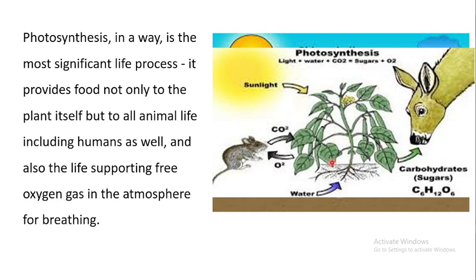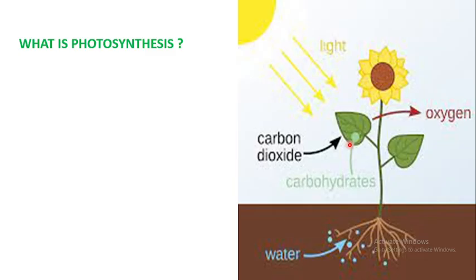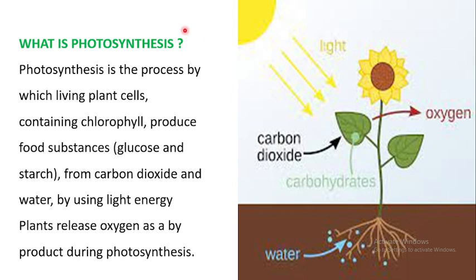Okay, and this food not only we or the plants take in but also the animals consume this. Okay, and they need oxygen as well, so this oxygen is also provided by this process of photosynthesis. Now what is photosynthesis? Photosynthesis is the process by which living plant cells containing chlorophyll produce food substances like glucose and starch from carbon dioxide and water by using light energy. Plants release oxygen as the byproduct during photosynthesis.